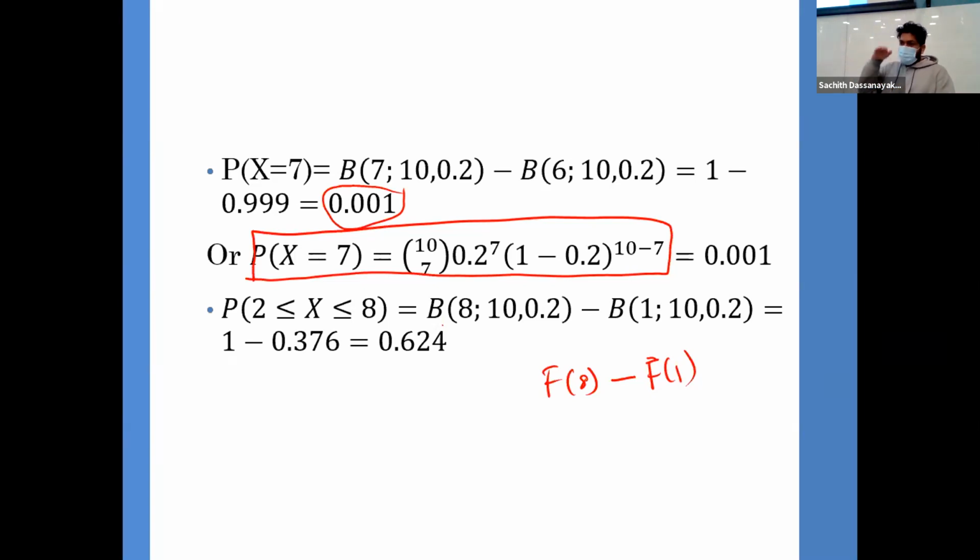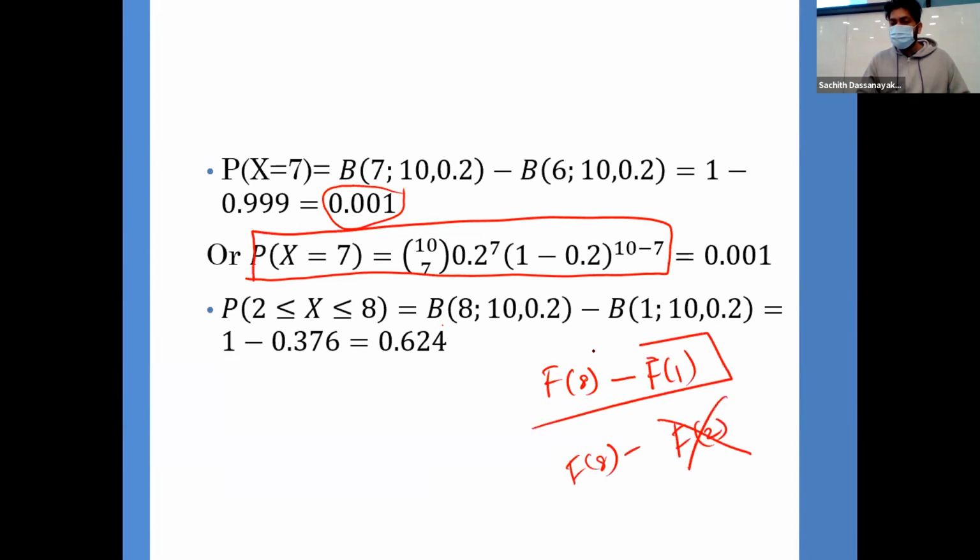F1 covers up to 1, and it goes up from there, so we need the value at 2. So it is not F8 minus F2. It is not that. It is this one. Clear? So don't confuse this one with that one.